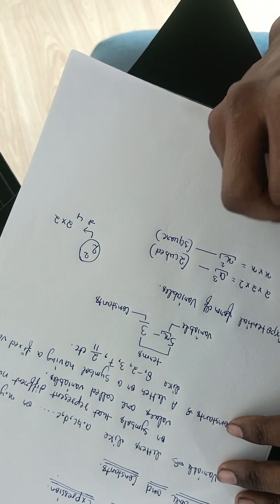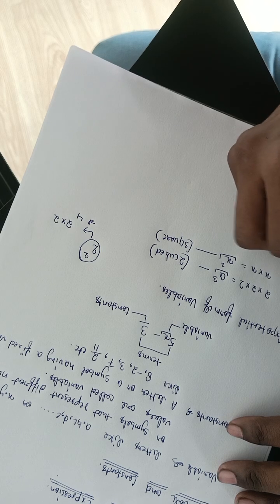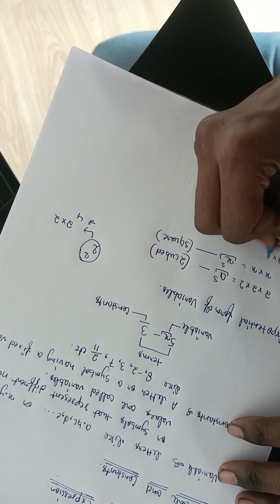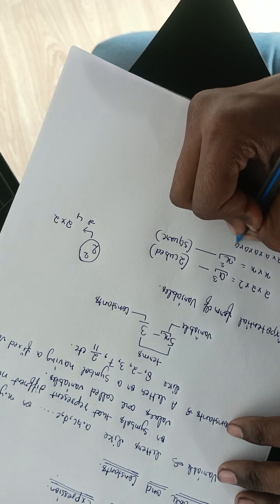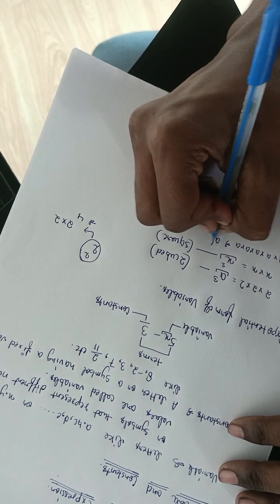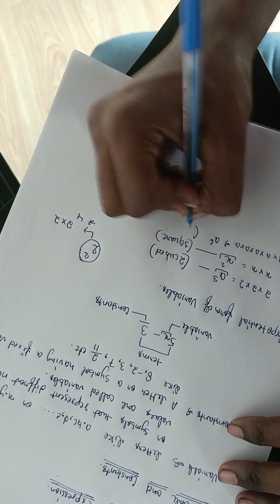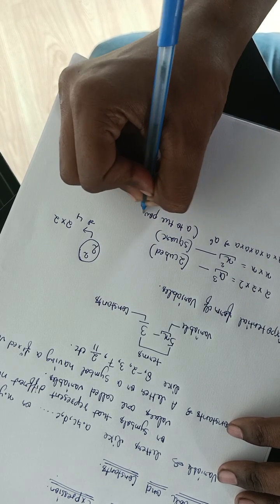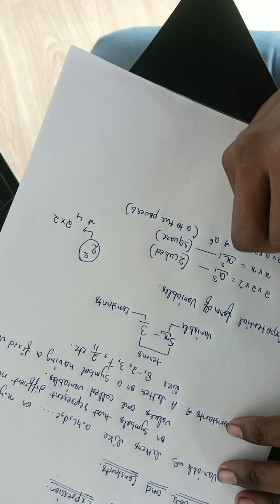This is the x square. And if it is said a into a into a into a into a into a, this is nothing but a to the power 6, but here it will be called as a to the power 6.